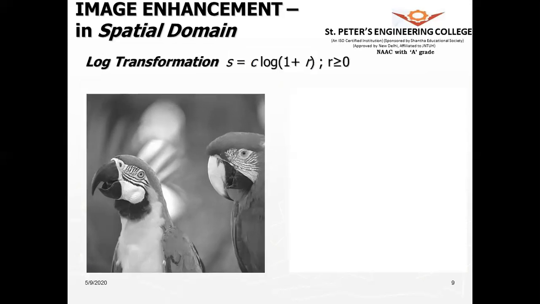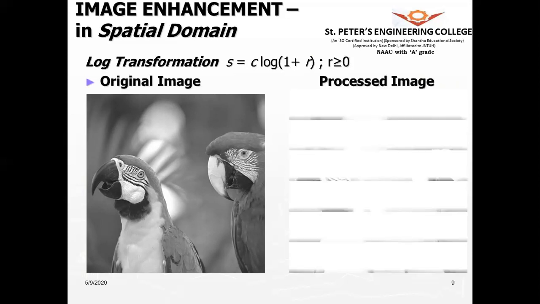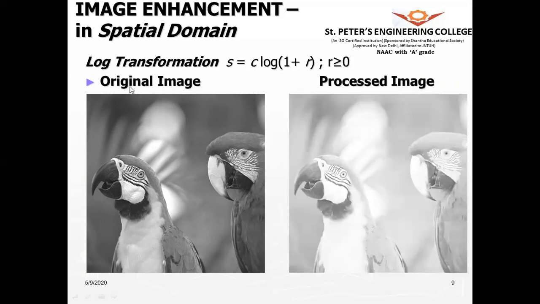Next, the logarithmic transformation is given by this equation where C is a constant. R is the input pixel value, S is the output pixel value, C is a constant. And R should be greater than or equal to 0. Now, in this case, we see that there is a stretching. As I said, the compression or stretching can happen in the log and the power. So here we can see that the output is stretched to the intensity level so that it becomes brighter.